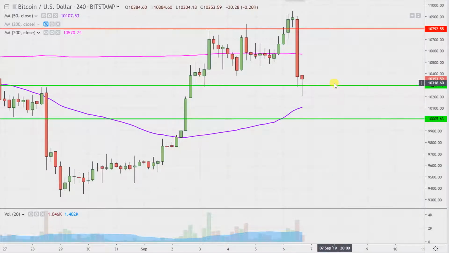So again, preferably speaking, yeah, stay above 10,300. But if the price can't do that, then for sure you want to see the price stay above 10,000. So we'll see how this all plays out over the weekend.